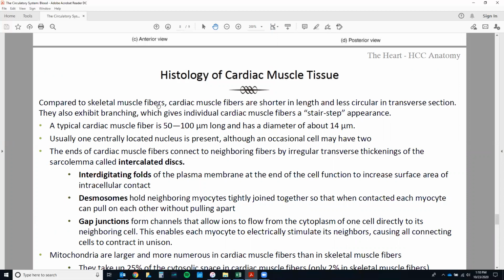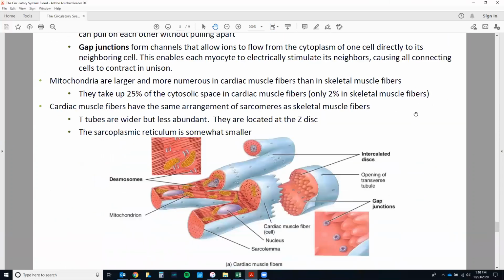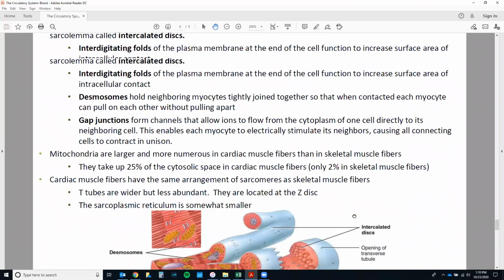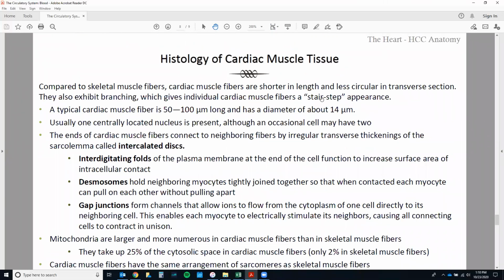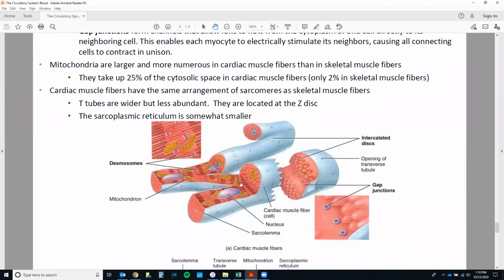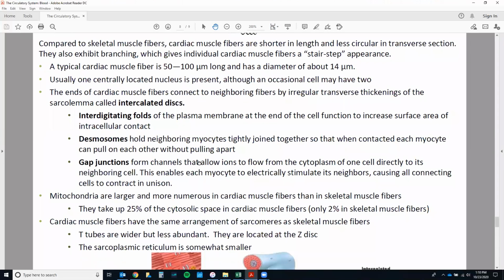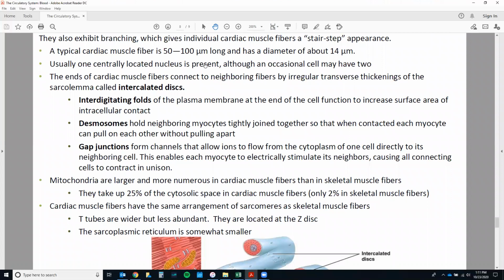Comparatively to our skeletal muscle fibers, cardiac muscle fibers are shorter in length. Remember, skeletal muscle fibers are long, cylindrical, run the entire length of the muscle. Aside from being shorter, they're also less circular in transverse section, so they have a little bit of an oval shape. A lot of them have a stair-step appearance because of this branching going on. You can see that here in this illustration at the bottom. Typically, they're about 50 to 100 microns in length, having a diameter of about 14 microns.